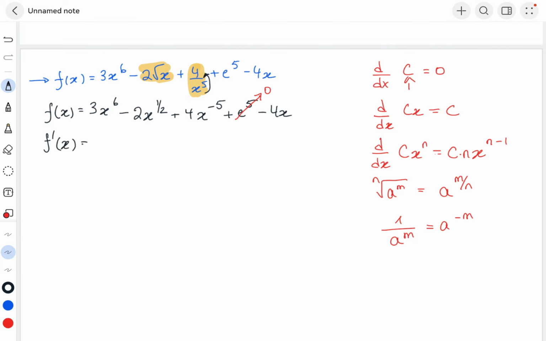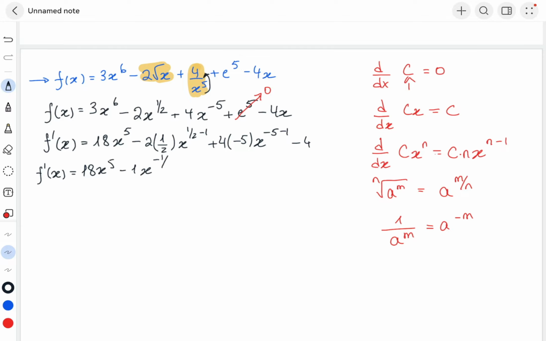which will take it automatically to 0. So now f prime of x will be 3 times 6, which is 18, x power 6 minus 1, which is 5, minus 2 into half, x to the half minus 1, plus 4 into negative 5, x to the negative 5 minus 1, and negative 4x will become negative 4. So we'll have 18x^5, negative 2 times half is negative 1, x power half minus 1 is negative half, plus 4 times negative 5 is negative 20, x to the negative 6, minus 4.